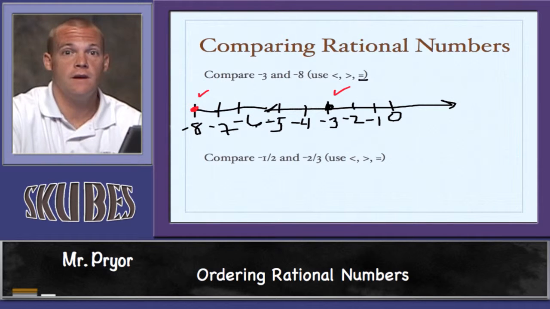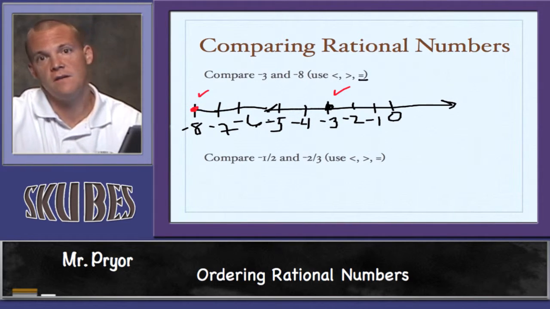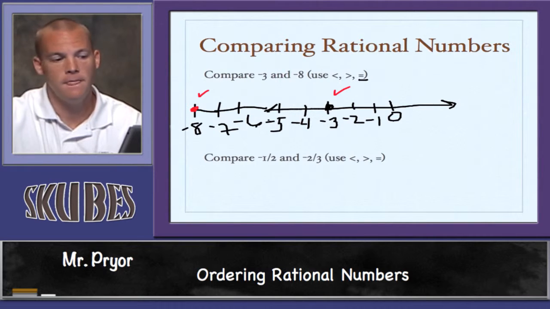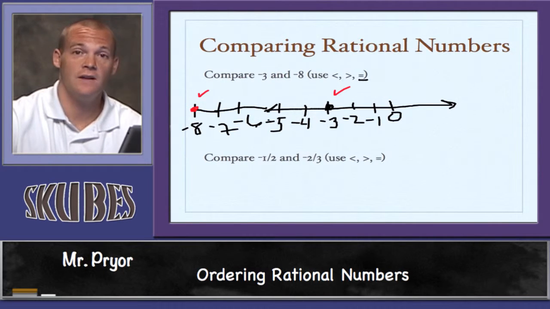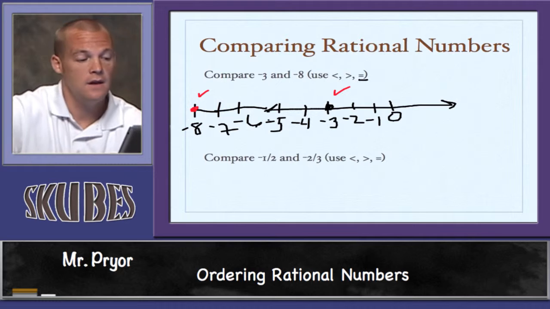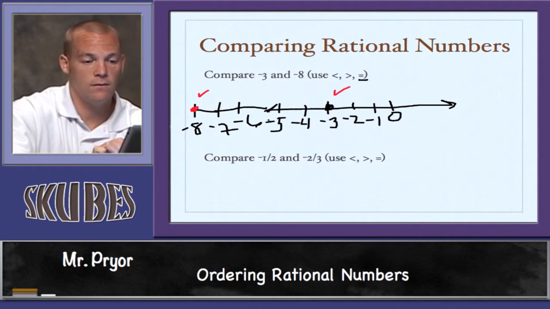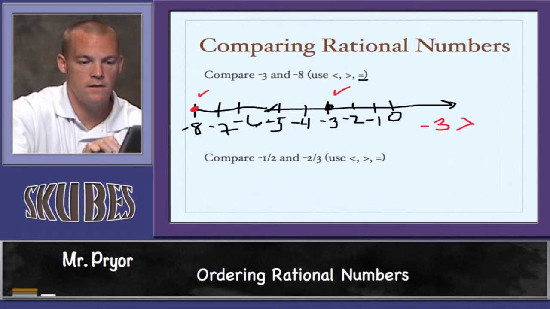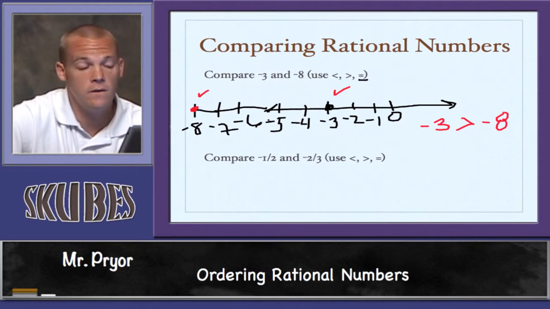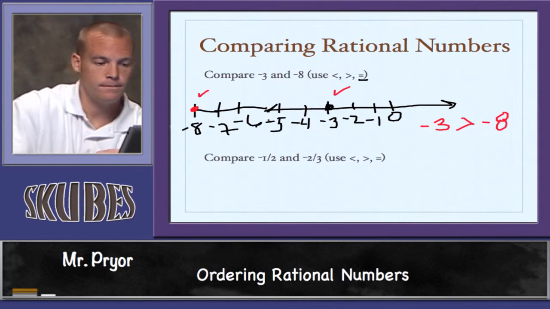When you're dealing with negative numbers, it's the opposite thought process. On the positive side, of course, 8 is going to be larger than 3. We know that. On the negative side, it's the exact opposite. So in this case, -3 is going to be greater than -8. -3 is closer to 0, which makes it larger.